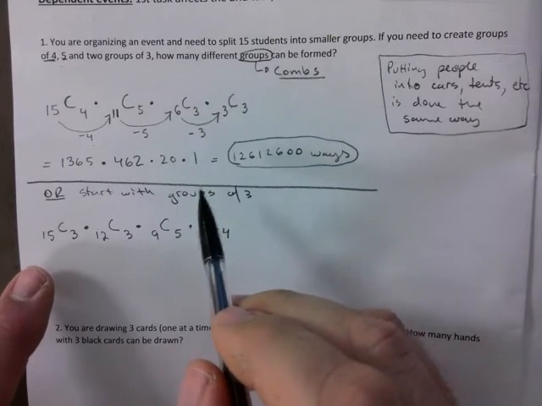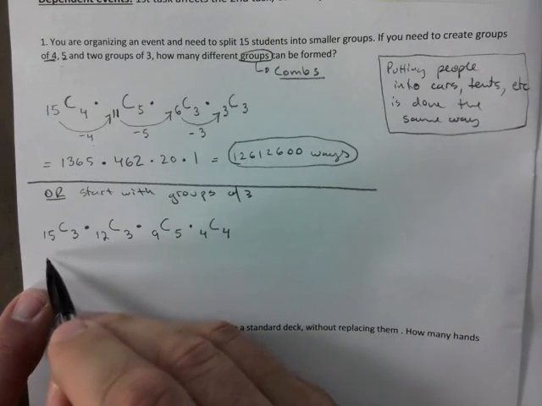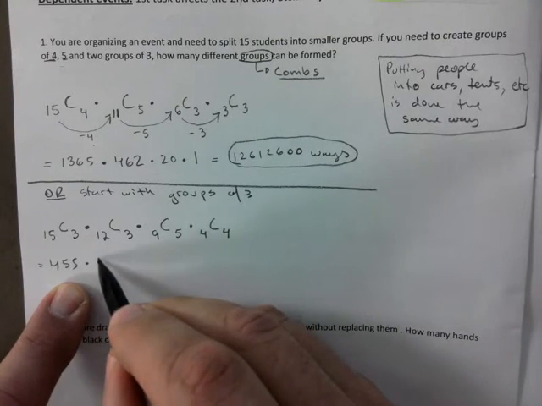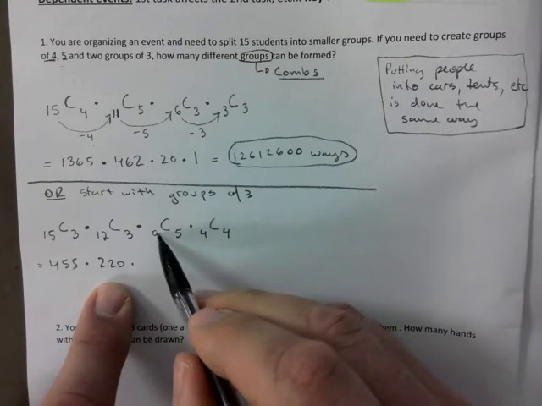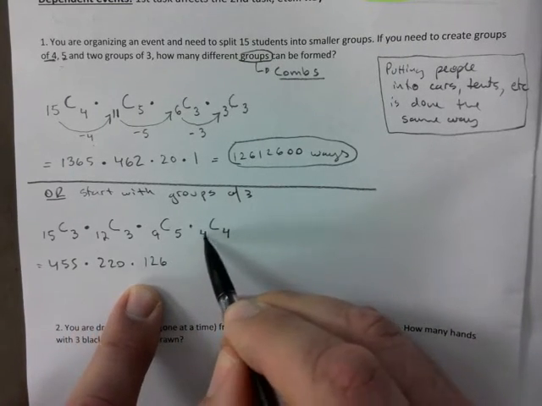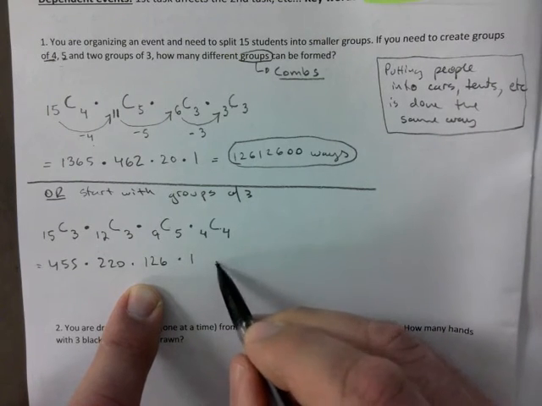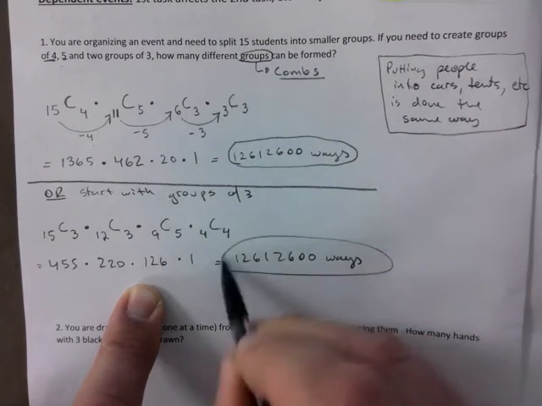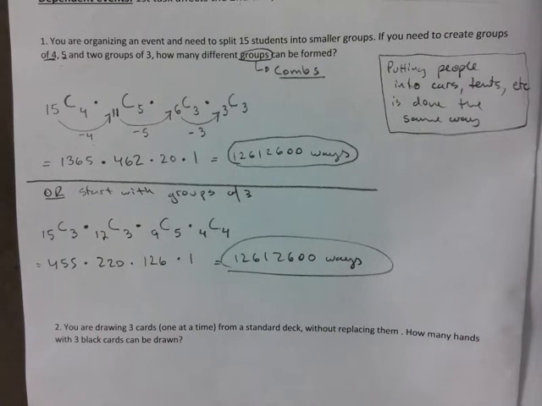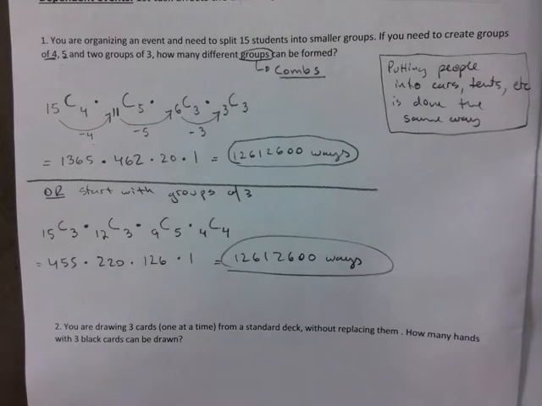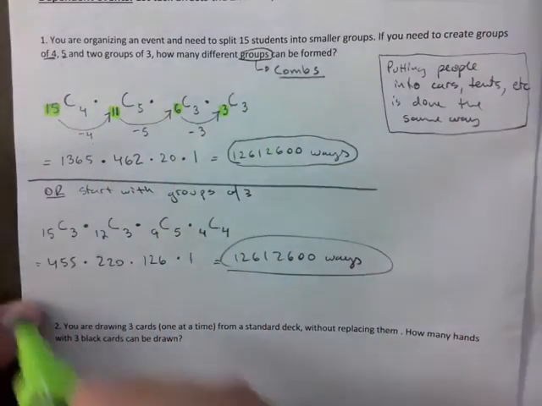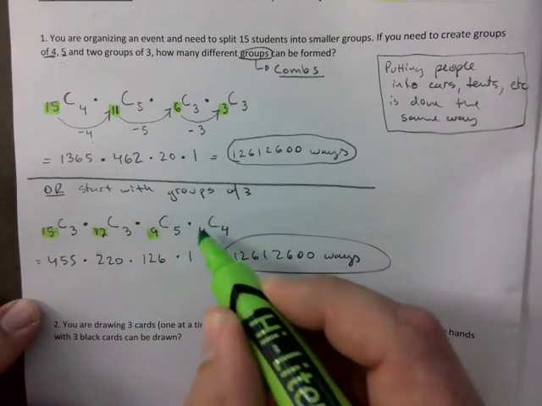And so 15 choose 3 is 455. Okay, 12 choose 3 is 220. 9 choose 5 is 126, and 4 choose 4 is just 1. You still get the exact same answer. So with these types of questions, it doesn't matter which car you fill in first, which tent you fill in first. But I think what I need you to notice is what happens to the total, right?